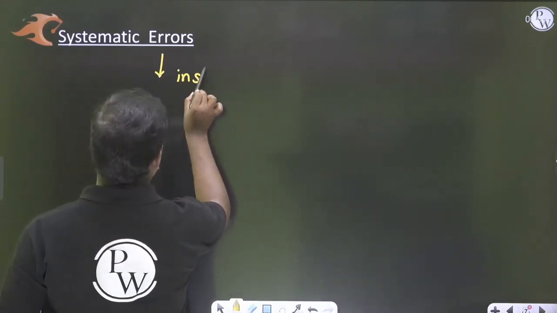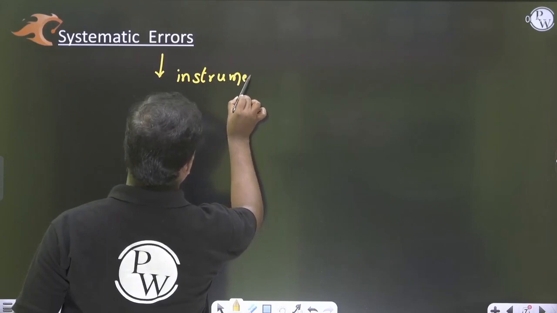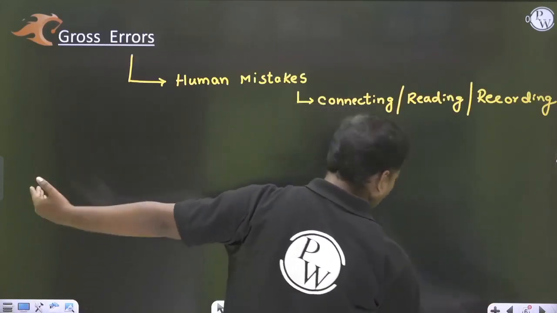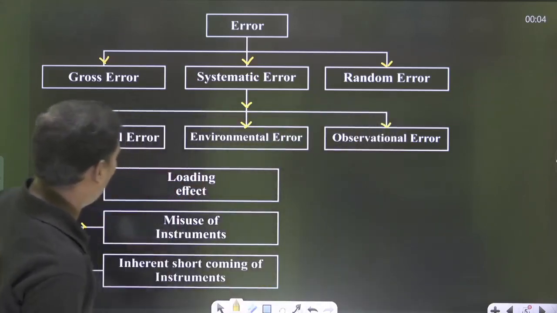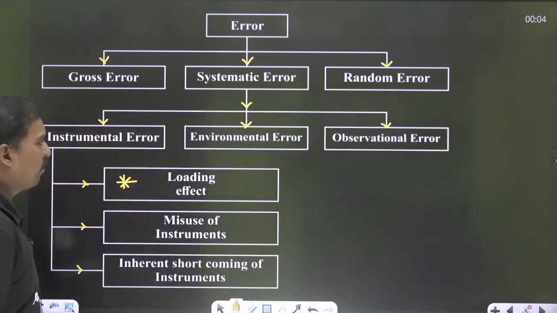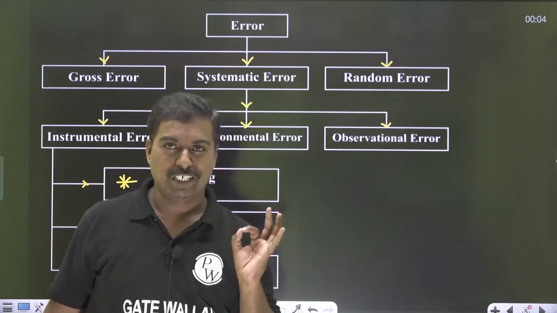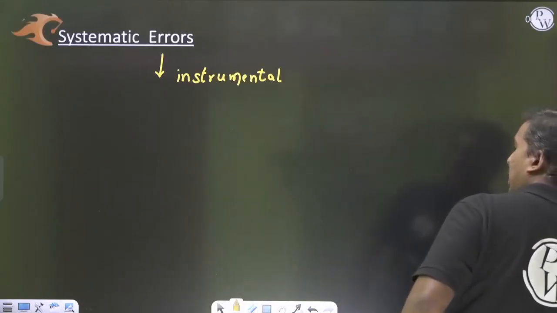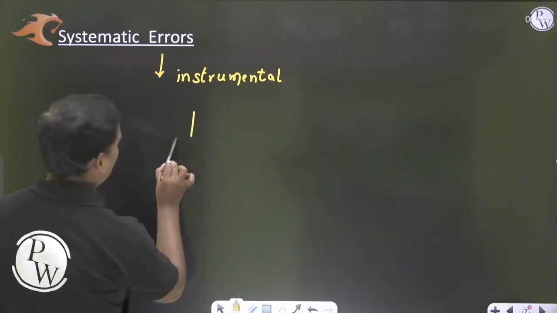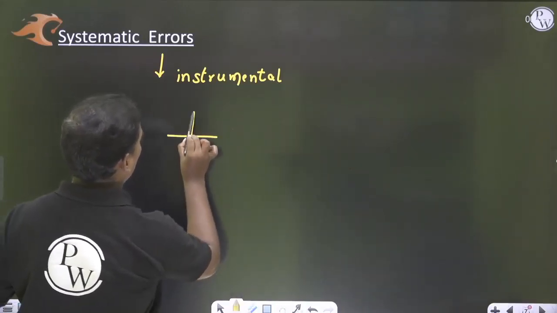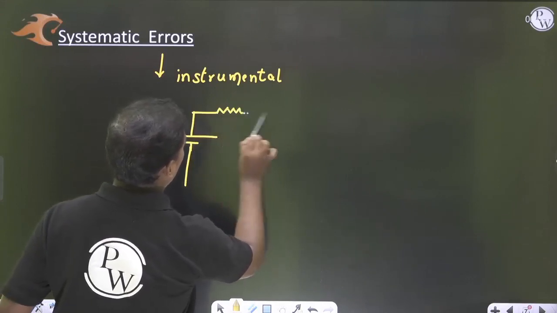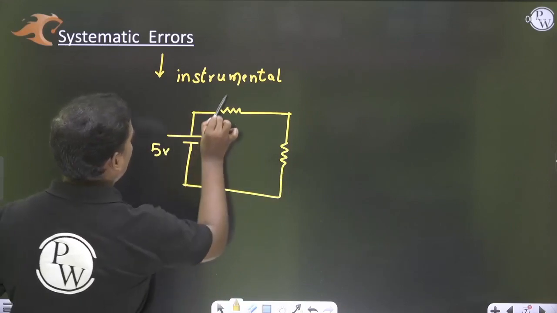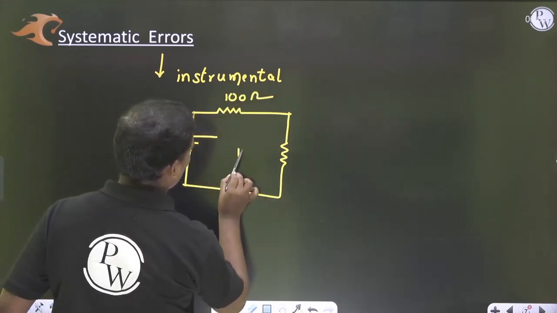Instrumental errors. Instrumental errors means what? Let me talk about it here in the classification. Instrumental, here, loading effect. One of the important ones, loading effect. What is loading effect? When you are connecting a meter, obviously, this is our measurement. Suppose there is a simple voltage division circuit. Here there is a resistor R1 and this is a resistor R2, my dear. Let us take 5 volts, 100 ohms and 100 ohms.